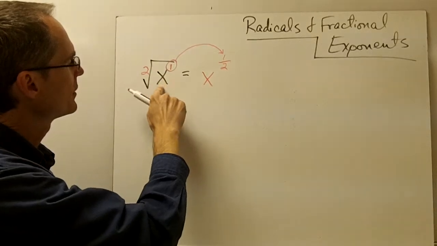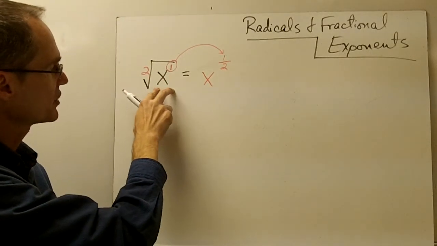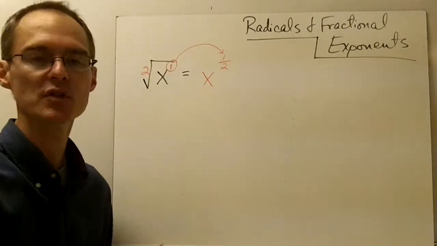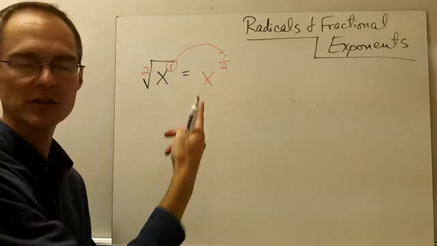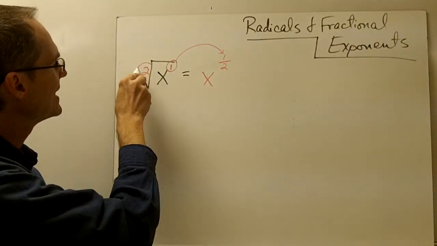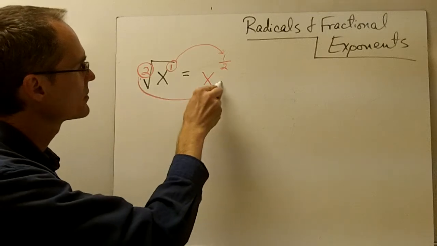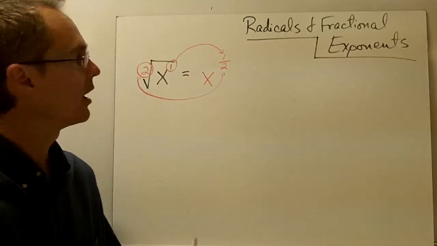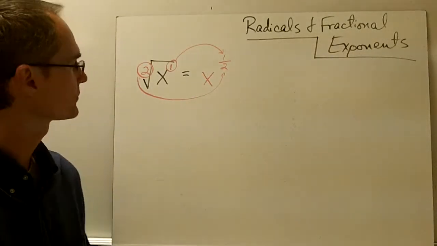The 1, the power of the radicand, becomes the numerator in our fractional exponent. And the index becomes the denominator of our fractional exponent.